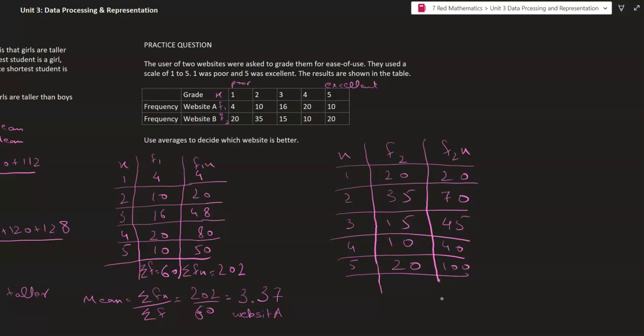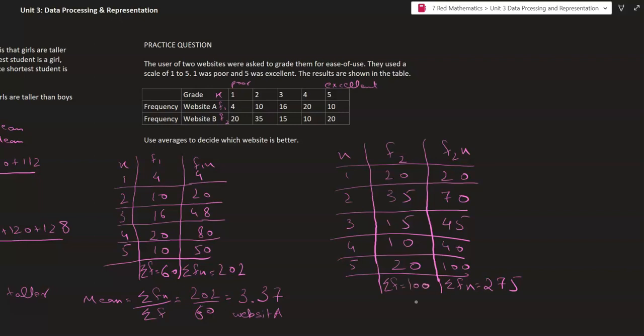Now I have to add this column, summation fx, and this column, summation f. Once we add all of these values, for fx we get a value of 275, and for summation f this is basically 100.